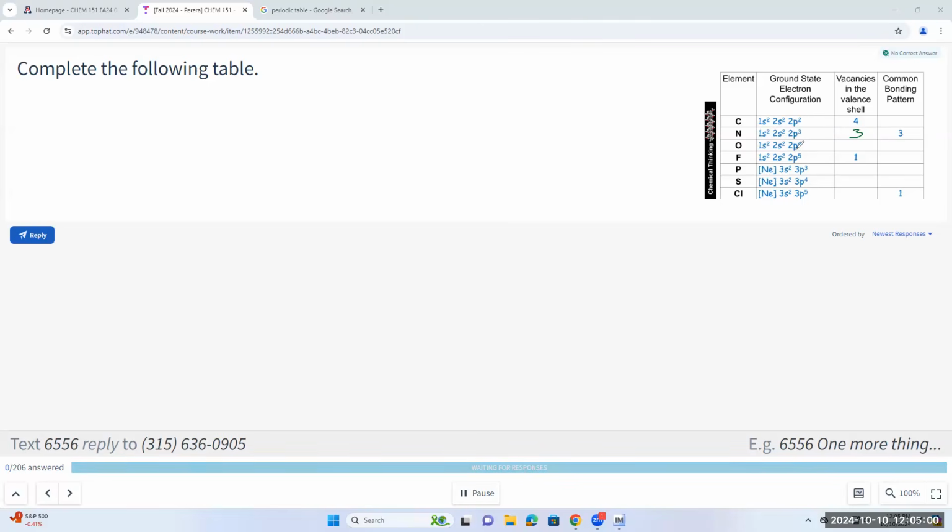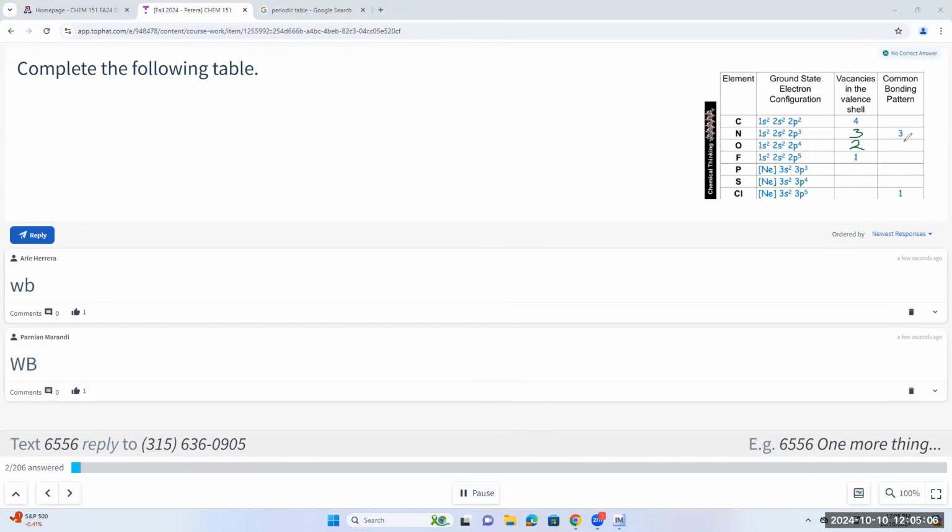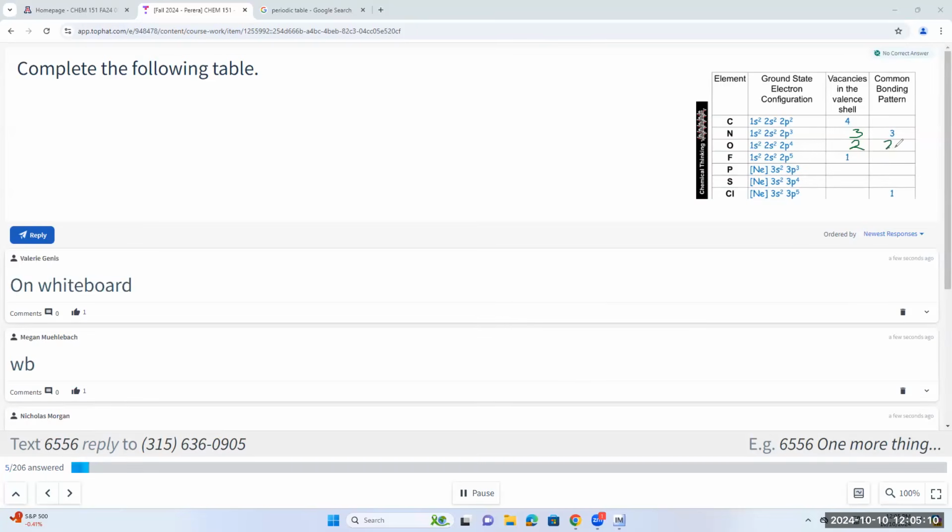Oxygen, we have 6 electrons now. We can have up to 8. Therefore, how many vacancies? I heard that too. Thank you. And then guess what? The common bonding pattern of oxygen is also 2. Fluorine, we have 7 electrons, but it can have up to 8. Therefore, it should have 1 vacancy. And the common bonding pattern is also 1.